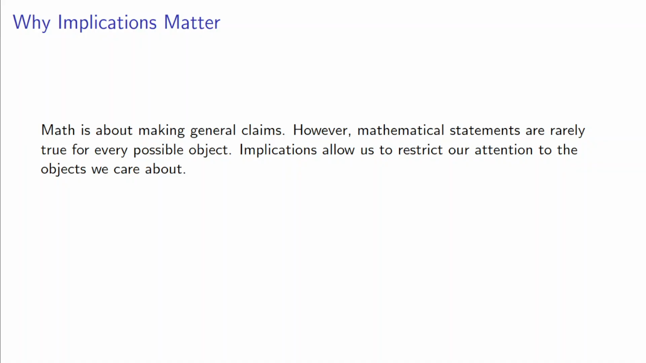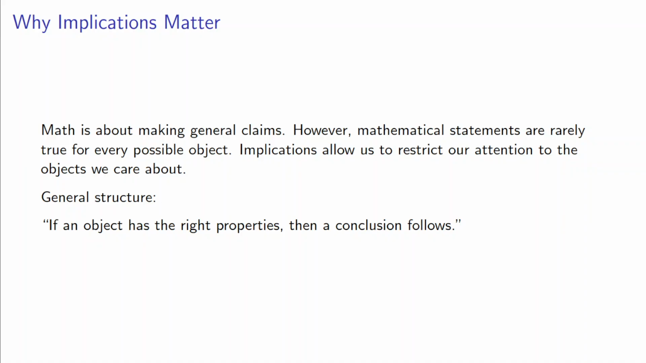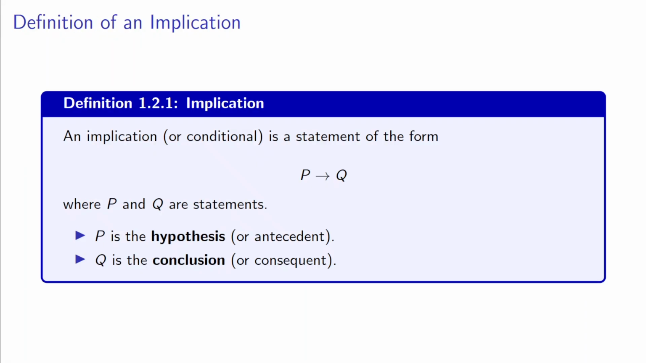Math is about making general claims. However, mathematical statements are rarely true for every object. Implications allow us to restrict our attention to the objects we care about. So the general structure of an implication is: if a mathematical object has the right properties, then a conclusion follows. And just to remind you, our definition of an implication is a statement of the form if P, then Q, where P and Q are statements. P is what we call the hypothesis or antecedent, and Q is the conclusion or consequent.